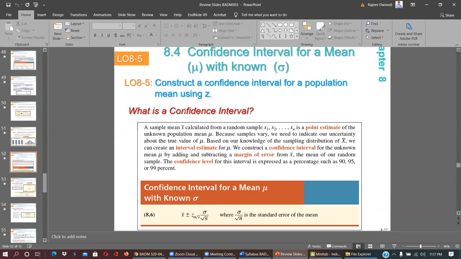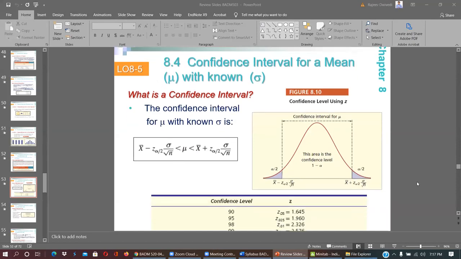So we are not going to use all these formulas or all these equations. What we are going to do is pull the data and put it into Minitab, interpret the result and understand the result. This is what we are going to do.